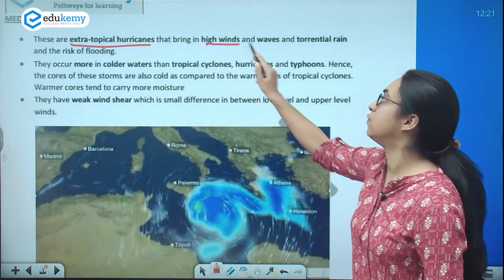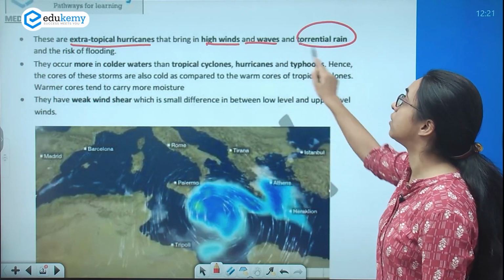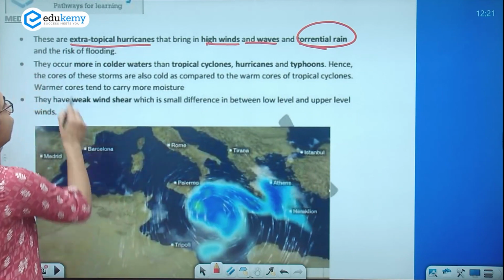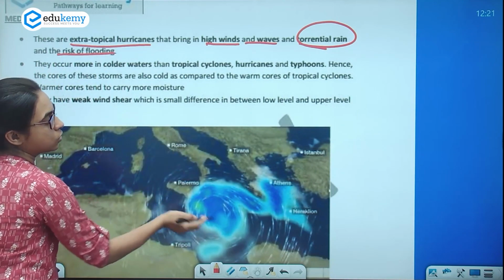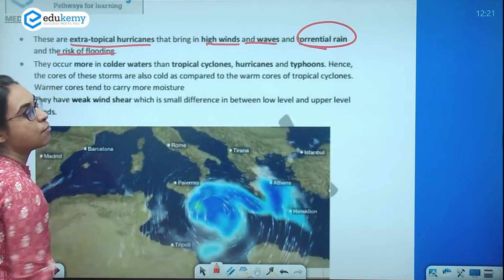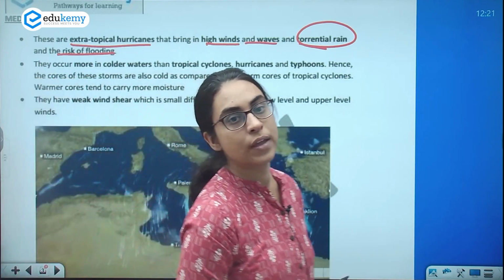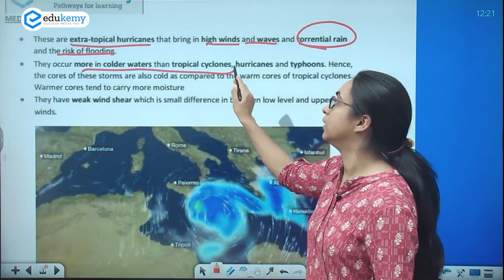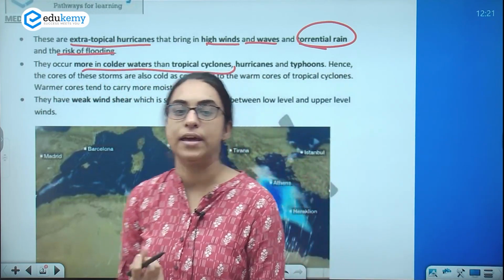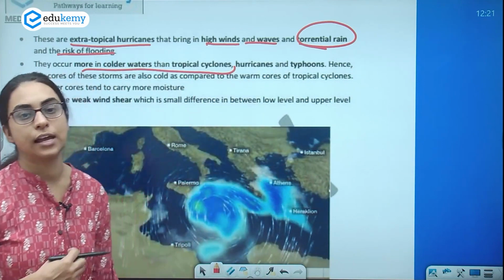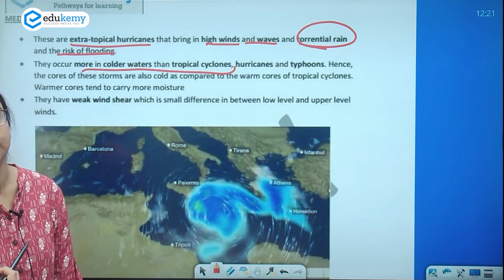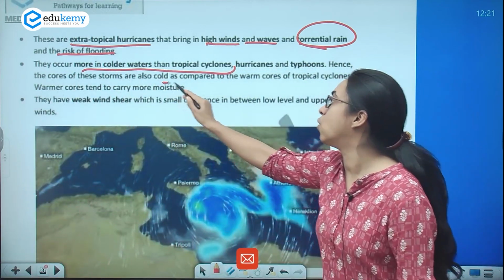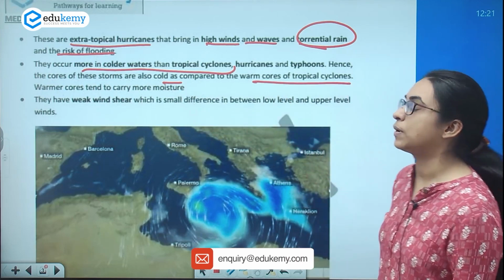High winds are involved, high waves are involved, and torrential rainfall is involved, which risk the flooding of this area. The area has the risk of flooding because of the torrential rainfall, and they occur in comparatively colder water than the tropical cyclone, hurricanes or typhoons, right? And hence they are comparatively cold than the warm core tropical cyclone.